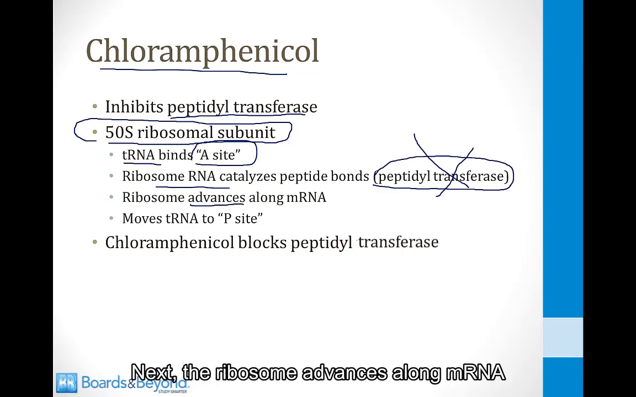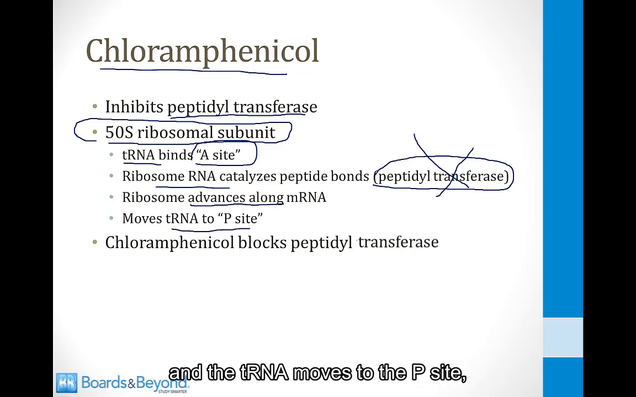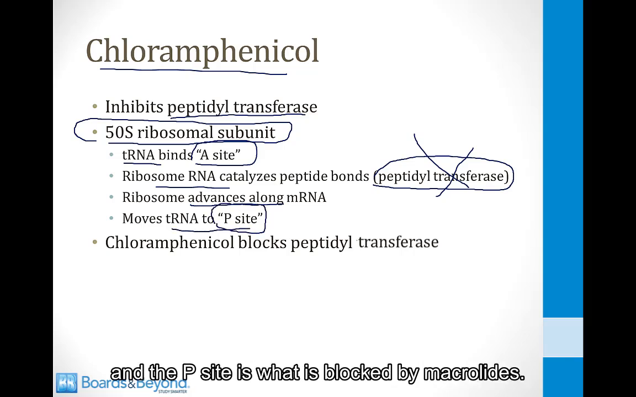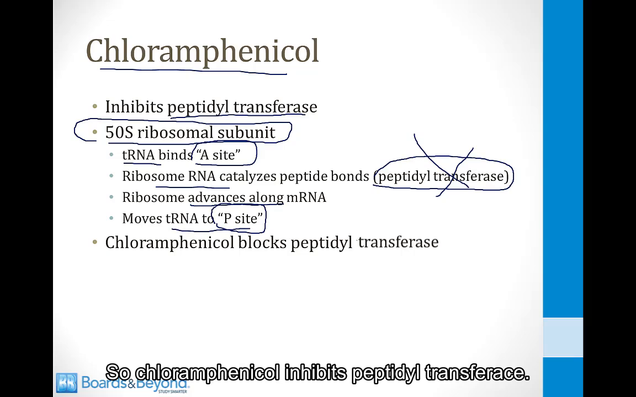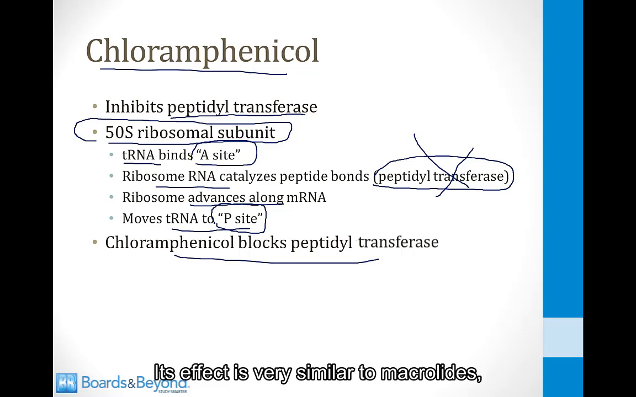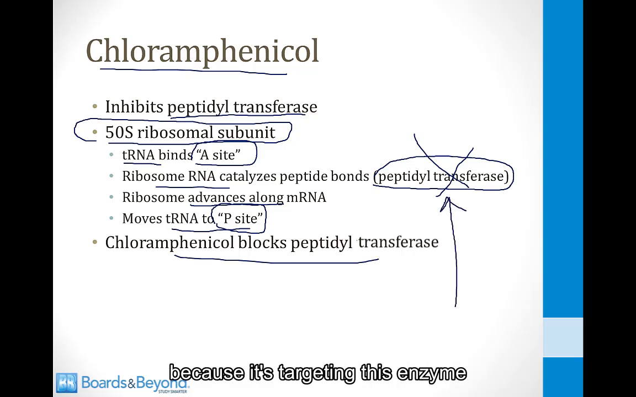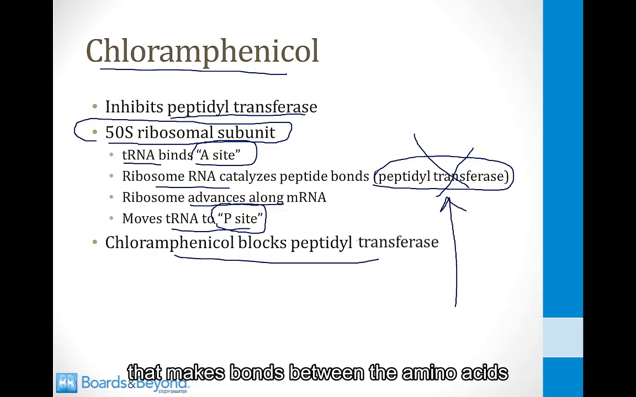Next, the ribosome advances along the mRNA, and the tRNA moves to the P site, and the P site is what is blocked by macrolides. So chloramphenicol inhibits peptidyltransferase. Its effect is very similar to macrolides, but the mechanism is a little different, because it's targeting this enzyme that makes bonds between the amino acids in the growing protein chain.